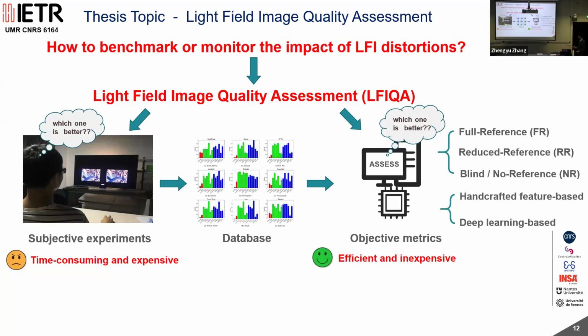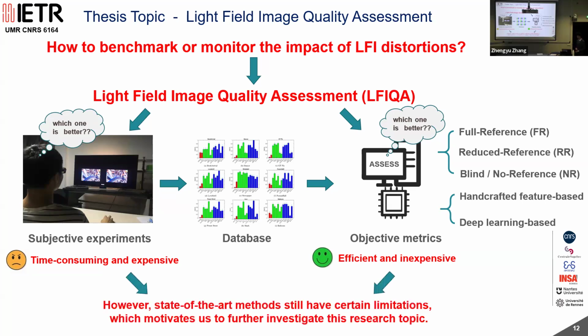And according to whether the reference information is available, the objective metrics can be further divided into full reference, reduced reference, and no reference. According to which kinds of features, the objective metrics can be divided into handcrafted feature-based and deep learning-based. However, the state-of-the-art methods still have certain limitations, which motivate us to further investigate these research topics. In the following, we will introduce the limitations of the state-of-the-art methods.